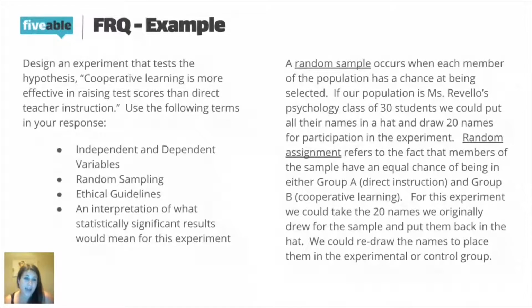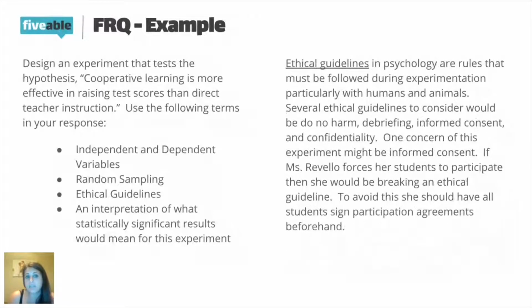Ethical guidelines we haven't talked a lot about, but it is in the research methods unit, so hopefully your teacher went over them. But defining ethical guidelines, you would just list that there are rules in psychology that should be followed during an experiment. And then specifically, you'd probably want to list what they are. And so the big ones that you need to know for AP Psych is that we should do no harm. We need to debrief or talk about the experiment when it's over. People have to give informed consent, meaning I can't force you to participate in an experiment. And then lastly, it needs to be confidential.